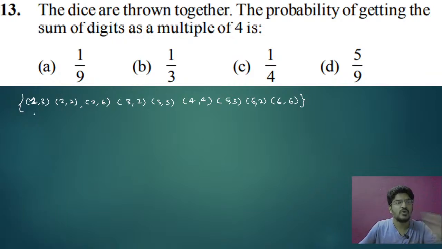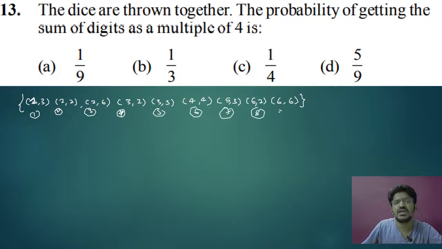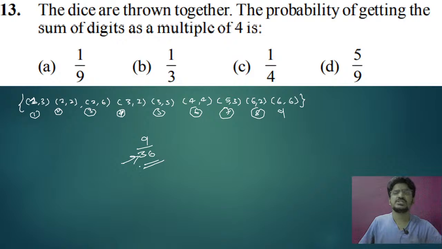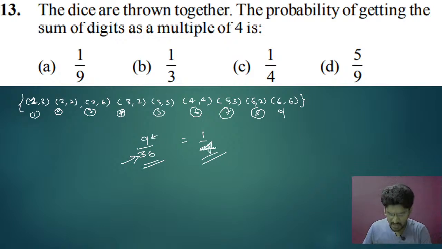See, you got 1, 2, 3, 4, 5, 6, 7, 8 and 9. So 9 divided by 36. The total number of sample spaces is 36, and 9 are the favorable cases. So 1 by 4 is your answer.